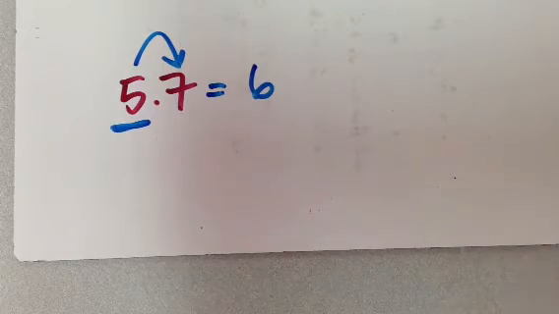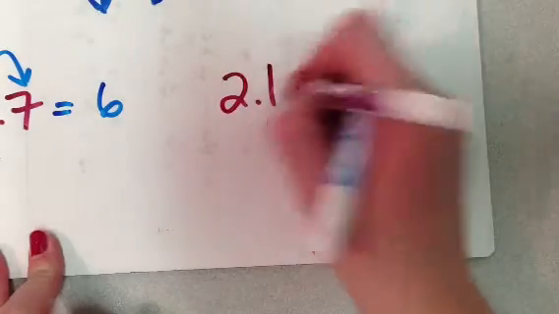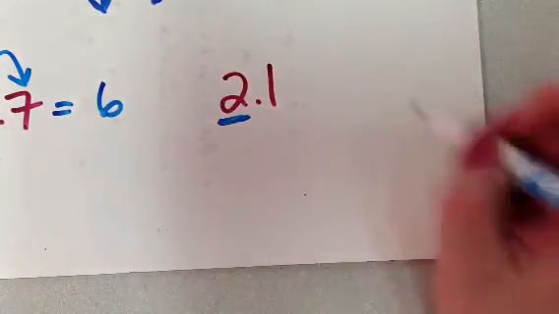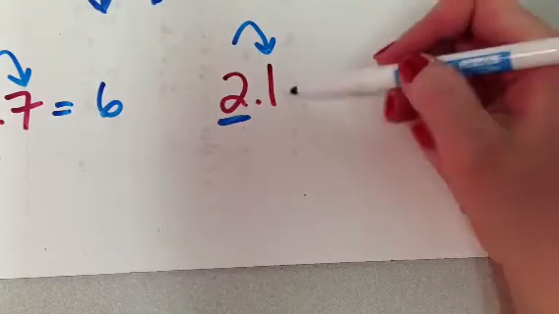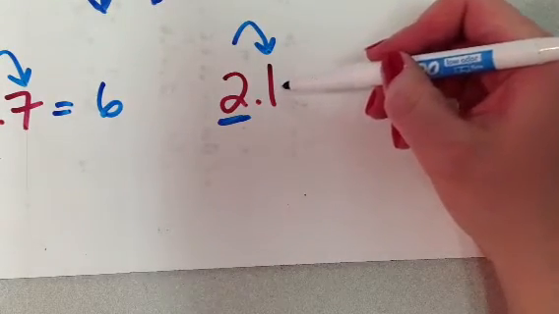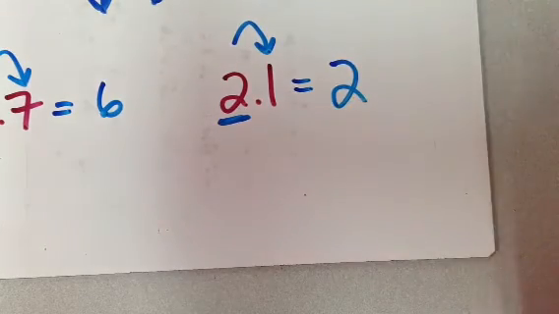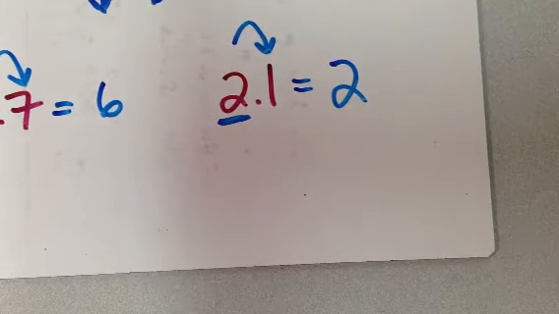What about this one? Now I want to round 2.1 to the nearest whole number. So to that place, I'm going to look at that guy. Is this 5 or more? And the answer is no, it's less than 5, right? So I'm going to round it down to 2.